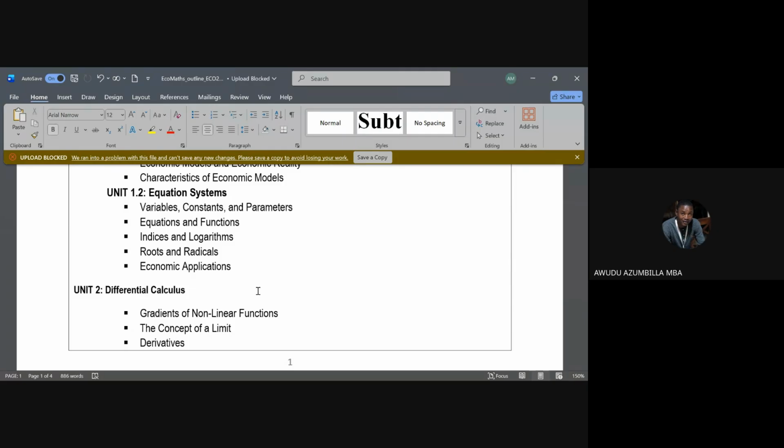Like I said earlier, in each unit that we deal with some concept of mathematics, we would like to apply some basic economics so that we get to know how we are going to apply this mathematical concept in explaining this application. So we'll be doing economic applications as well.